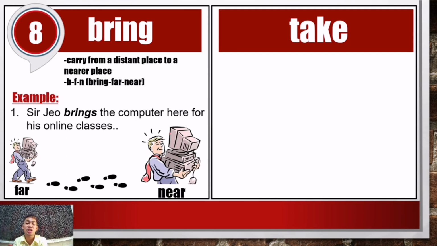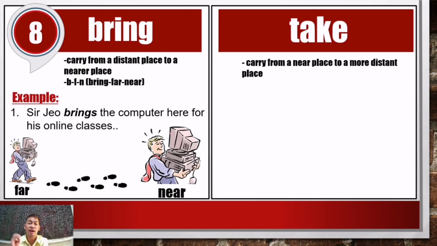Now, in contrary to the word bring, we have the word take, and it's carrying something from a near place to a more distant place. Baliktad naman ngayon. What you are carrying once you use take is something from a near place to a far place. Malapit, papuntang malayo. So our acronym for that is TNF. Take, near, far. Take something from a near place to a far place. All right? TNF.